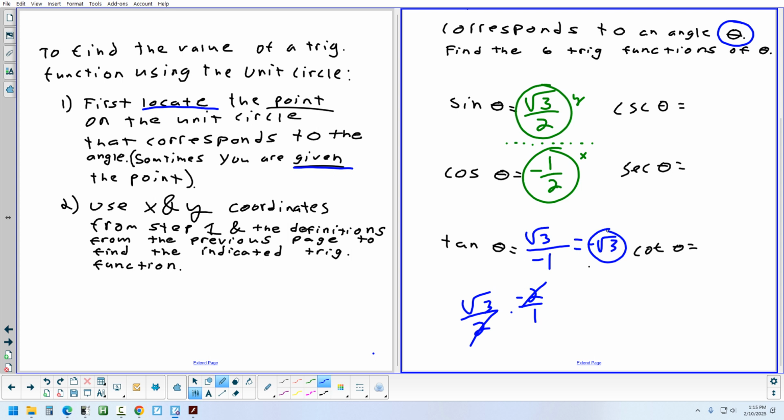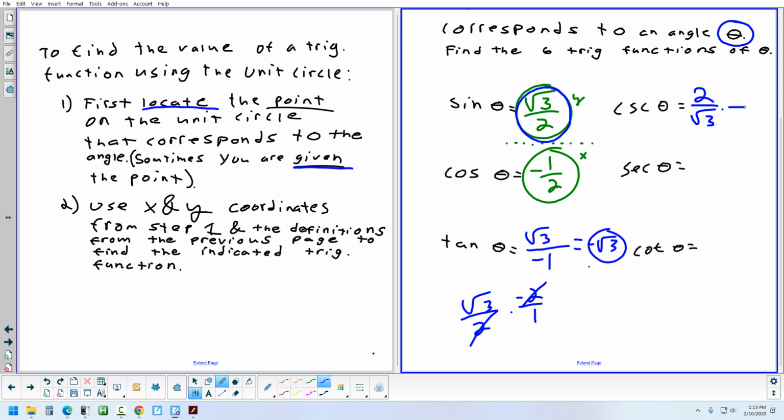This one, CSC, how do you say that one? Cosecant. If you know the sine answer, what do you do to it to get this answer? Flip it. If you flip it, 2 goes to the top, square root of 3 goes to the bottom. Now, what did I say we have to make sure of when we write our final answer? We can't leave the square root on the bottom.